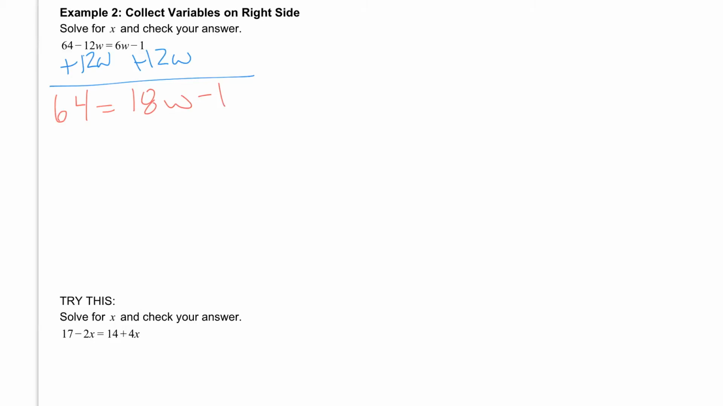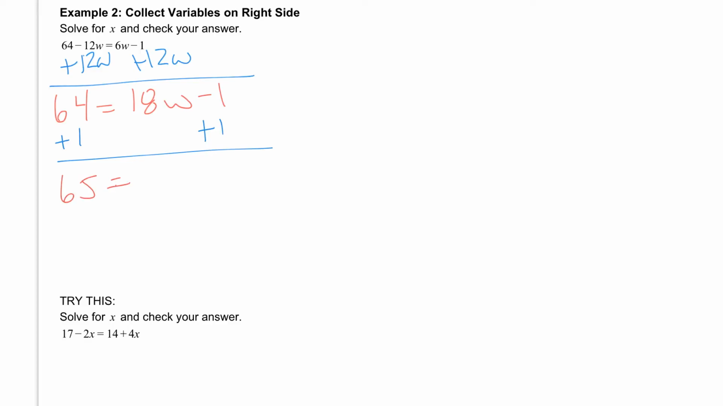Then if I go through to solve, again, I'm back to chapter 2, where I just have a simple two-step equation. I have 18 times w and then minus 1 on the side of my w. So I have to get rid of the subtraction first, and to do that I can add 1 to both sides. So I'm going to add 1 on the right, which means I also have to add 1 on the left. And if I add that, 64 plus 1 will give me 65.